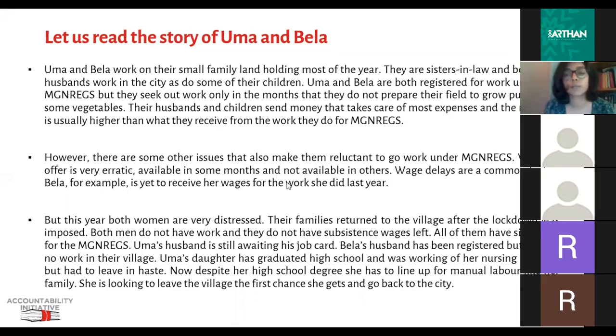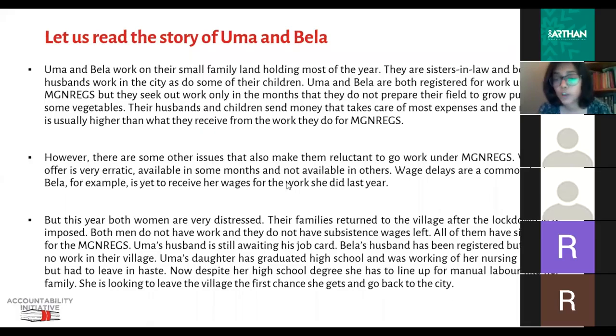It is not available when they need work. And sometimes wage payments are delayed. Bela, for example, is yet to receive her wages for the work she did last year. This year, both women have been in complete distress.